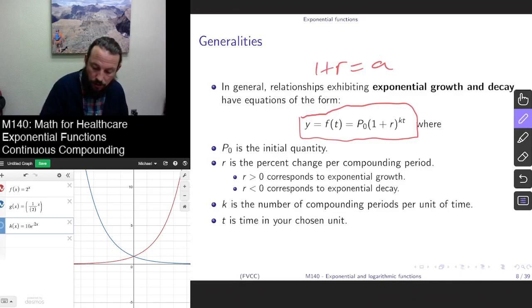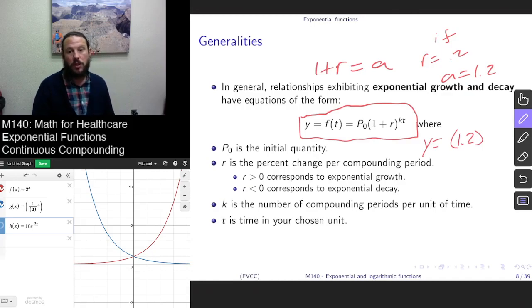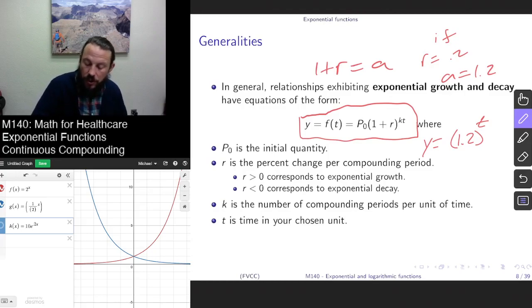We saw, if R equals 0.2, then A is equal to 1.2, and what does our equation look like? Let's say we start with one thing. We got 1.2 raised to the t, let's say it's every minute, and we looked at something like that. This is another way to think about general exponential functions. This A here, which we call the base, in this case is 1.2.